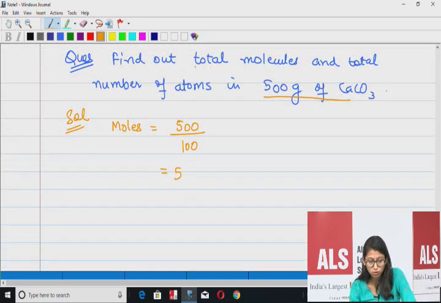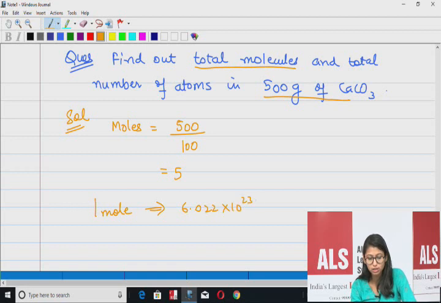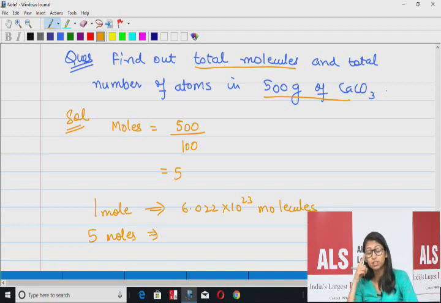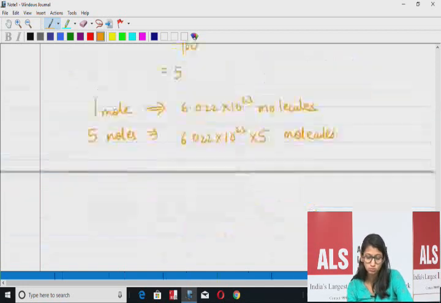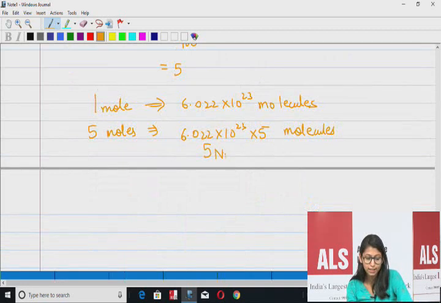Now we have to find out the total number of molecules, right? I know that 1 mole contains 6.022 into 10 to the power 23 molecules. Now we have converted the mass to the moles. So 5 moles will contain 6.022 into 10 to the power 23 into 5 molecules. Or if you want, I can write it as 5 Na molecules.